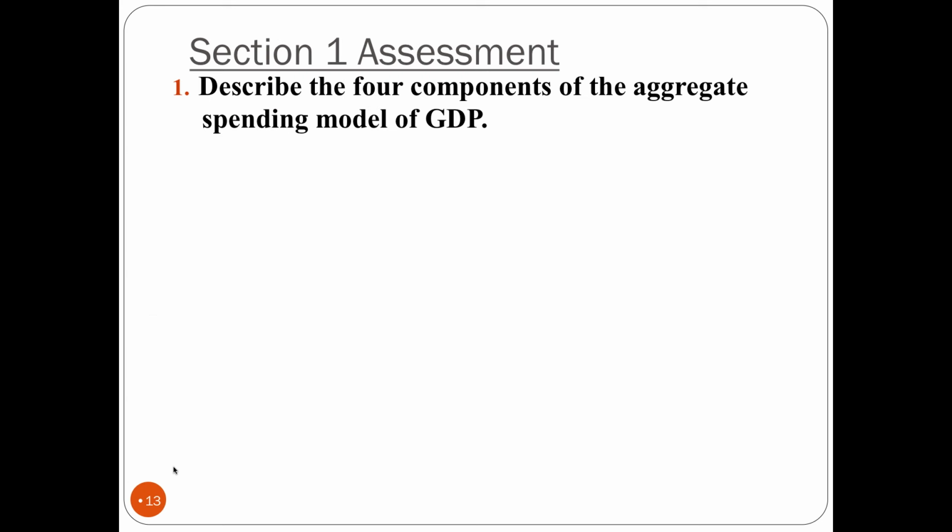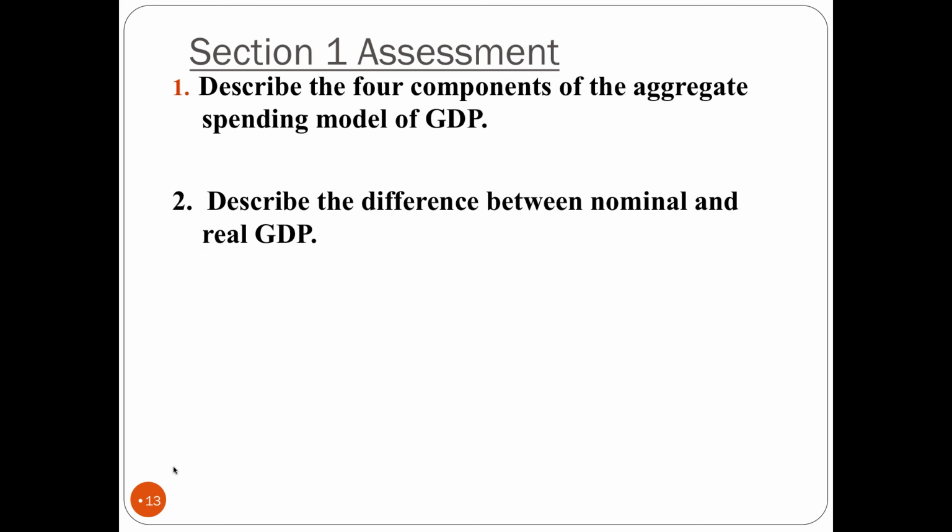All right, so let's do the assessment. For number one, we're going to describe the four components of the aggregate spending model of gross domestic product. We're not looking at the aggregate income. So for example, consumption is one of the four components of the aggregate spending model of gross domestic product. So describe that, and describe the other three as well. And then we're going to describe the difference between nominal and real gross domestic product. Which one is adjusted for price level changes and is therefore more accurate.